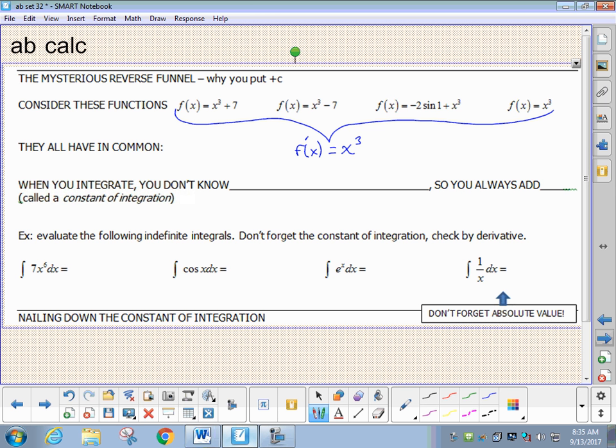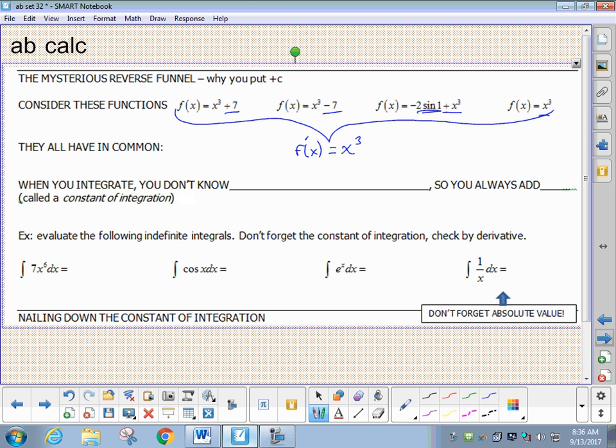So the thing is then when you integrate, when you're undoing this funnel, all these functions funnel into the same derivative. But when you're undoing that funnel, you don't really know what was here to begin with, if there was a constant there or not.